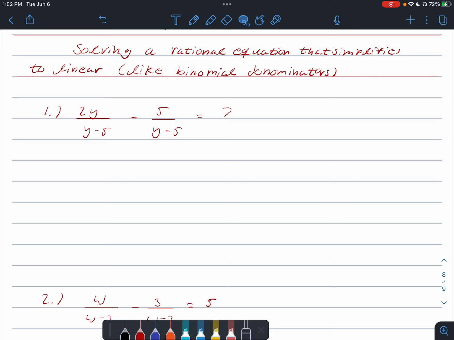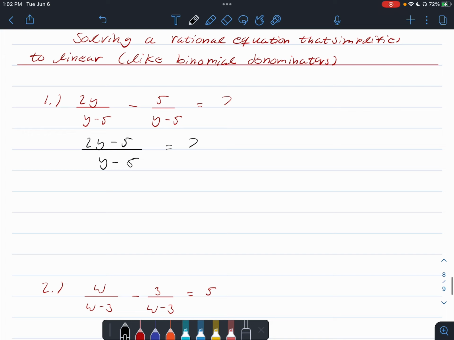Here we have 2y over y minus 5 minus 5 over y minus 5, and that's all equal to 7. So the first thing I would do is combine this into one fraction. Since they have the same denominator, we don't have to do much. We can just rewrite it as 2y minus 5 over y minus 5, and that's equal to 7. And again, the reason we can do this is because they have the same denominator. If they didn't have the same denominator, this would be a little more complicated. Not impossible, but more complicated.